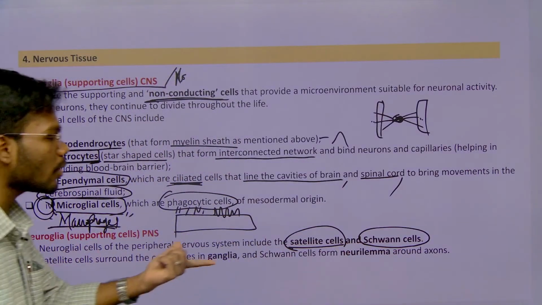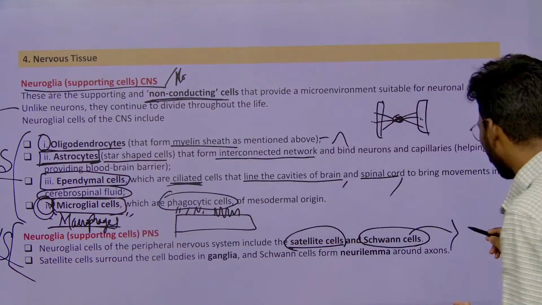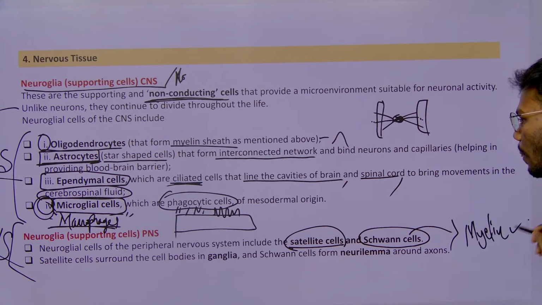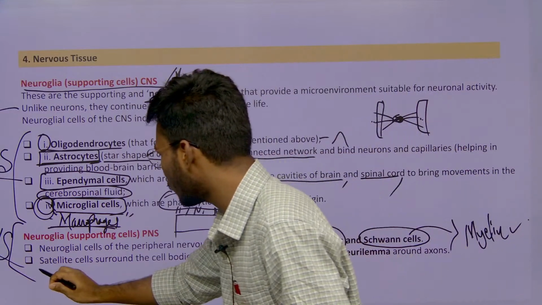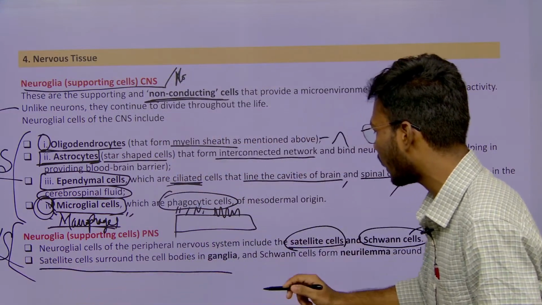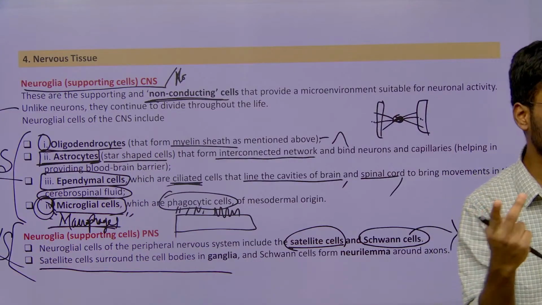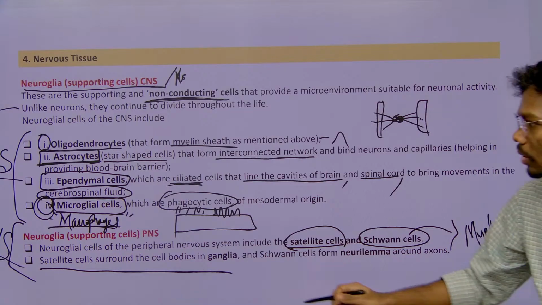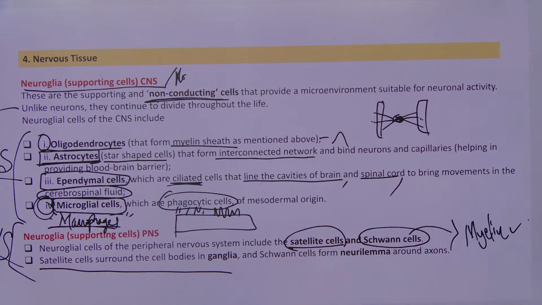Schwann cells we already know, these are responsible for the myelin sheath. Satellite cells surround the cell body in ganglia. We already saw two terms, one is ganglia, another one is nucleus. Central nervous system neuron cell bodies are called nuclei, whereas peripheral nervous system ones are called ganglia. Whenever a peripheral nervous system ganglion is there, it is surrounded by satellite cells, for communication.